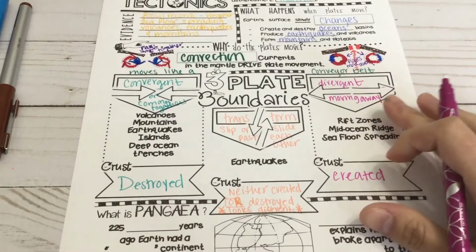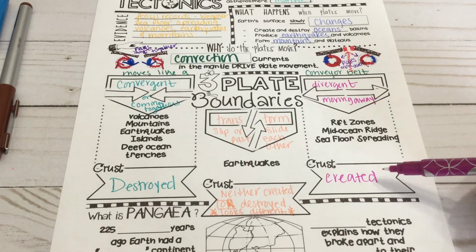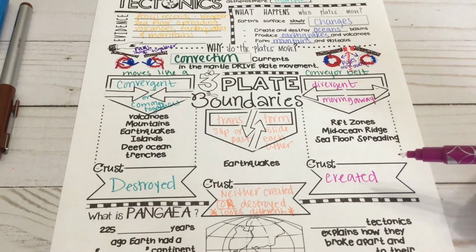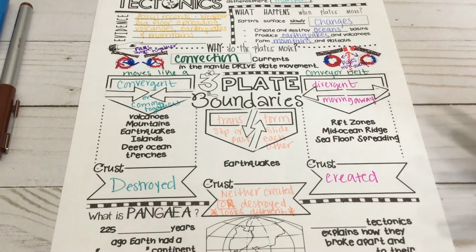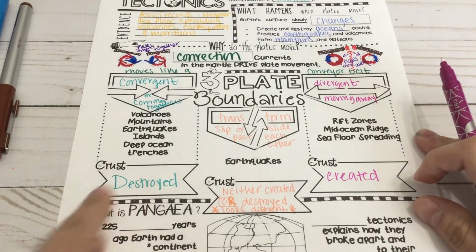Now, I know some of y'all are thinking, well, if we're creating crust, why doesn't the surface of the earth or our land surfaces ever get bigger? It's because while we're creating it in some places, in other places it's being destroyed.